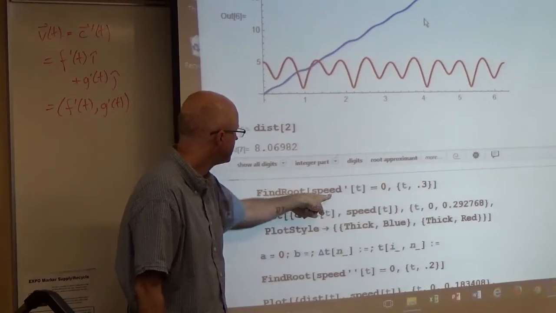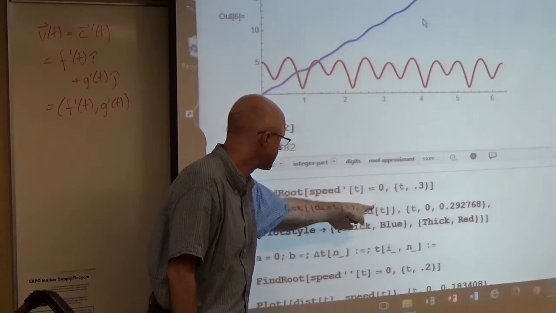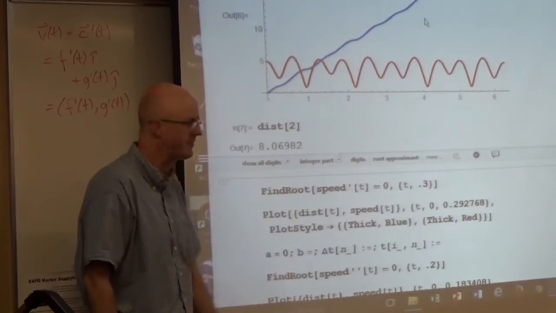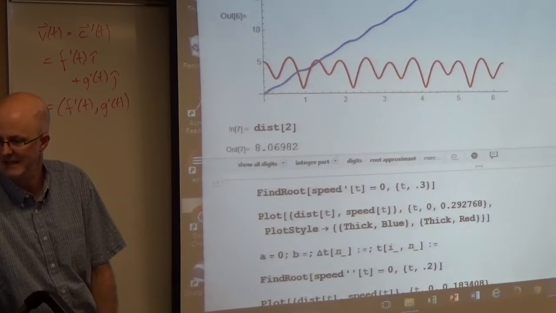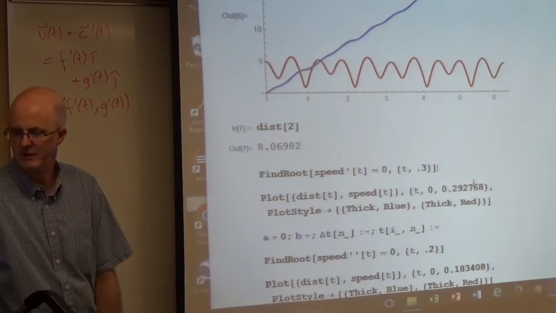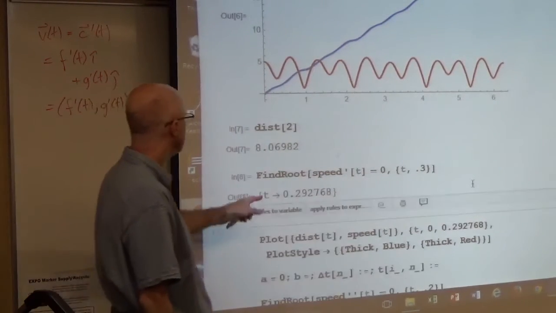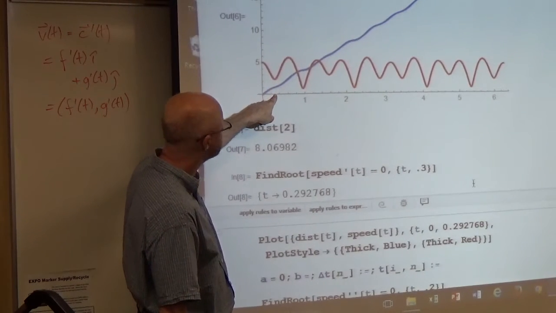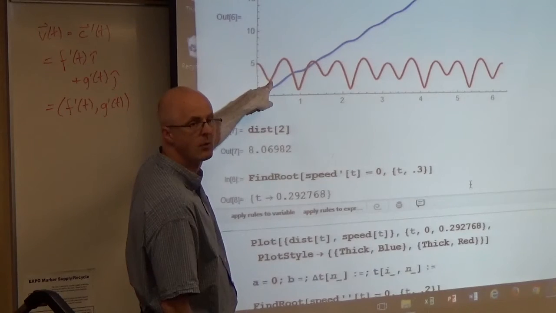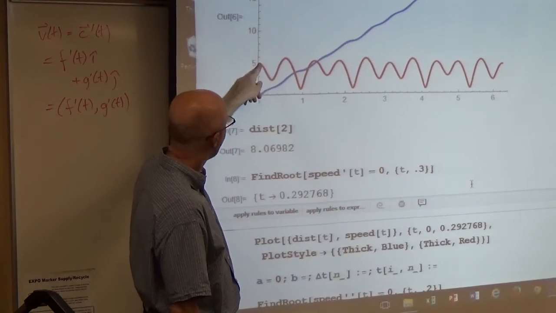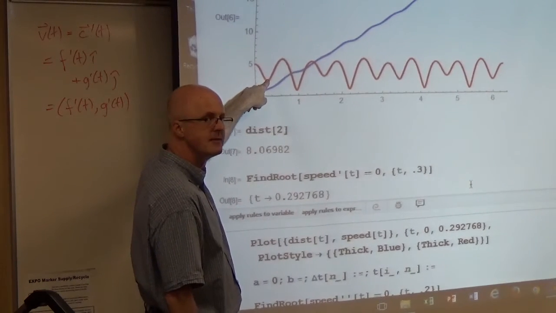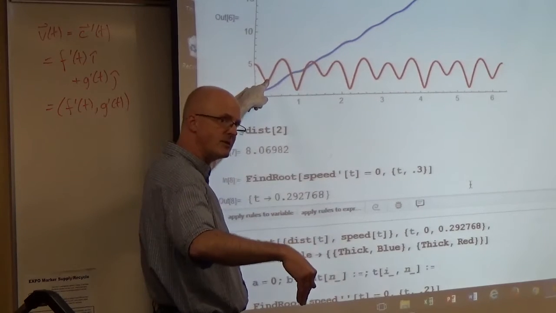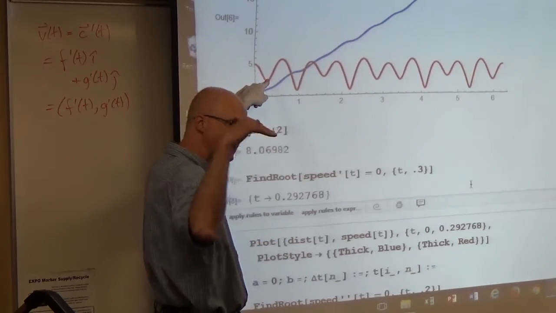If I set the derivative of the speed equal to 0 and solve for t and use something called FindRoot to estimate that value of t, it is close to 0.3, that was my guess. 0.29268 is the approximate t value where you have that local minimum. So over that interval, the speed function is monotone decreasing. It doesn't go up or down, it just goes down.